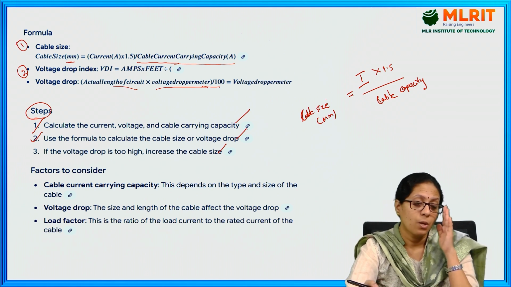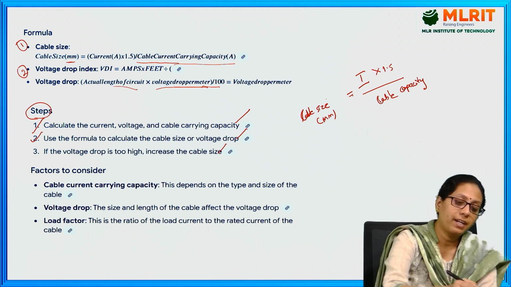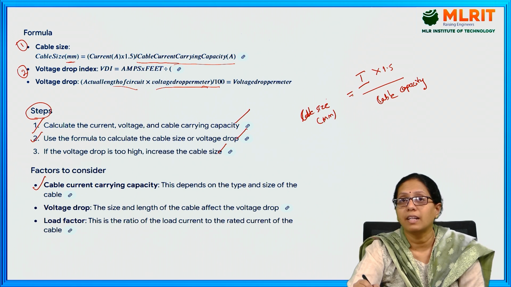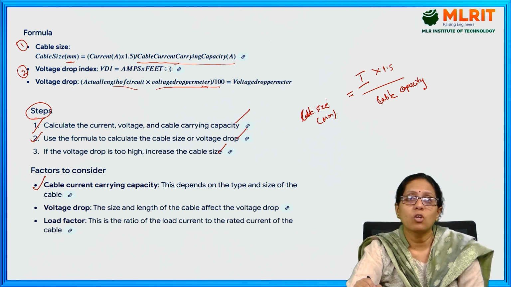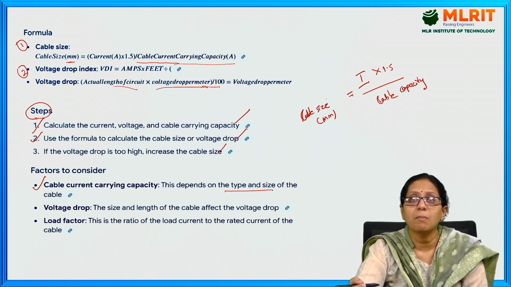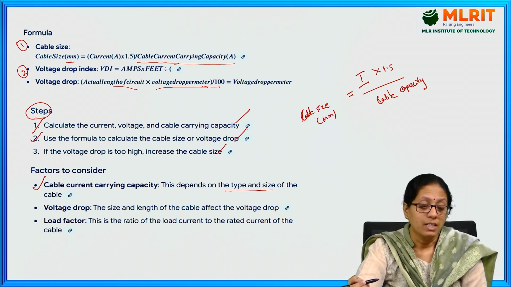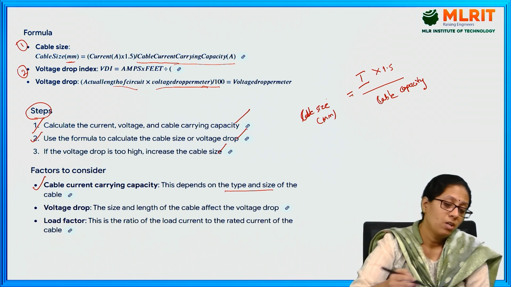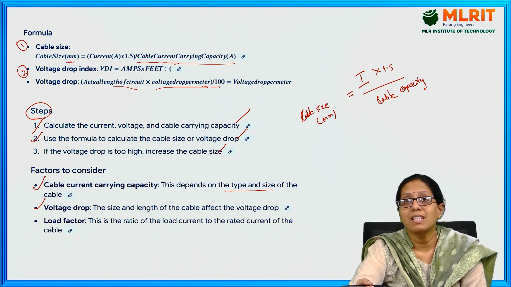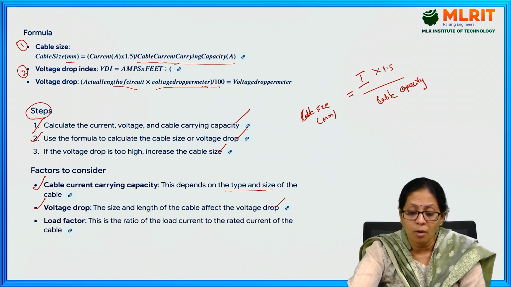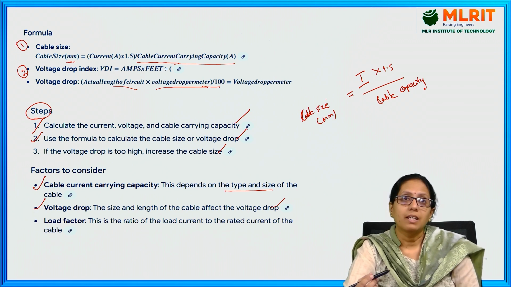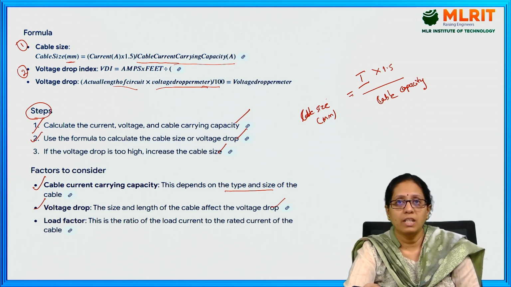The next one is factors to be considered. The first factor is cable current carrying capacity, which depends upon the type as well as the size of the cable. The second one is voltage drop. The size and length affect the voltage drop also. The size and type will decide the current carrying capacity as well as the voltage drop.